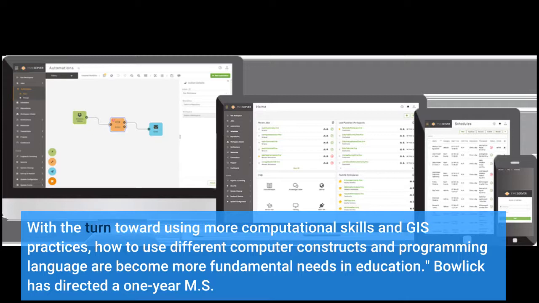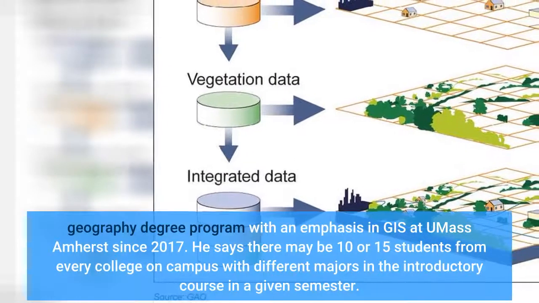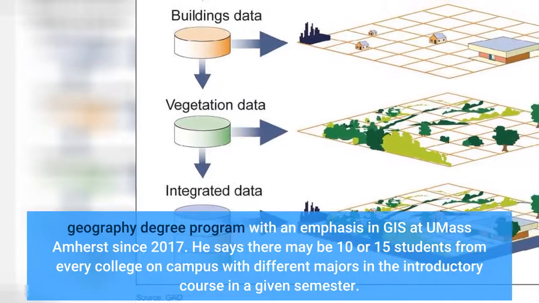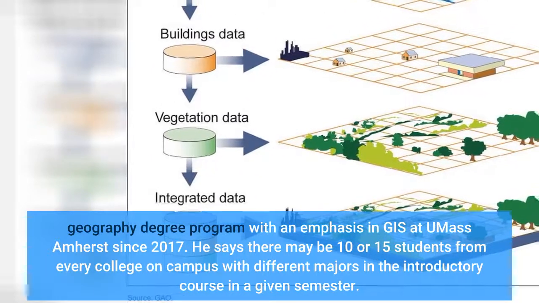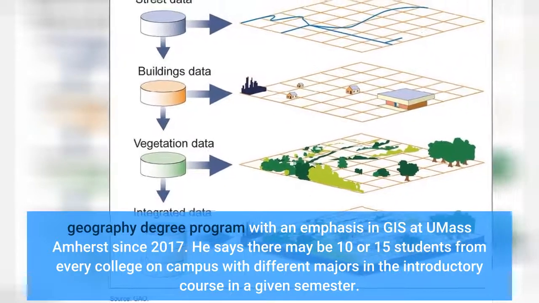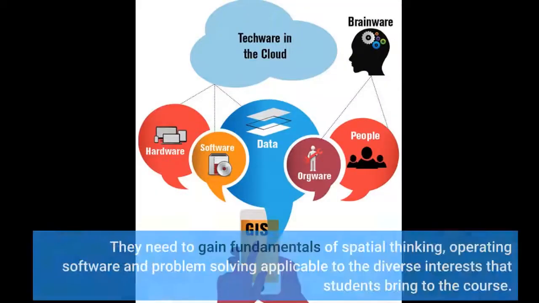Bowlick has directed a one-year MS Geography degree program with an emphasis in GIS at UMass Amherst since 2017. He says there may be 10 or 15 students from every college on campus with different majors in the introductory course in a given semester. "They need to gain fundamentals of spatial thinking, operating software and problem solving applicable to the diverse interests that students bring to the course."